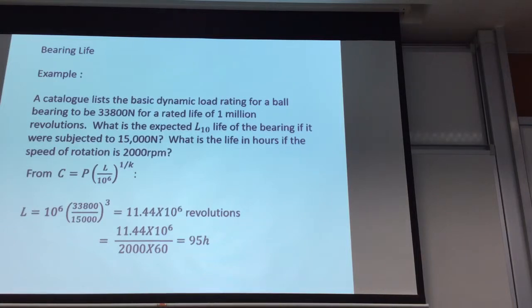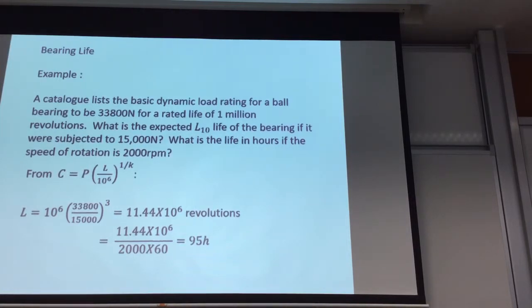From this equation, you can find L. Put your E over there, put your 10 to the 6 over there, and this becomes 10 to the 6 times C, which is 3,800, divided by your P, which is 15,000, and your K is the power of 3. So this is what you get in terms of the revolutions. If you want it in hours, and you know the speed of the rotation, which is 2,000, then you can also find the number of hours.